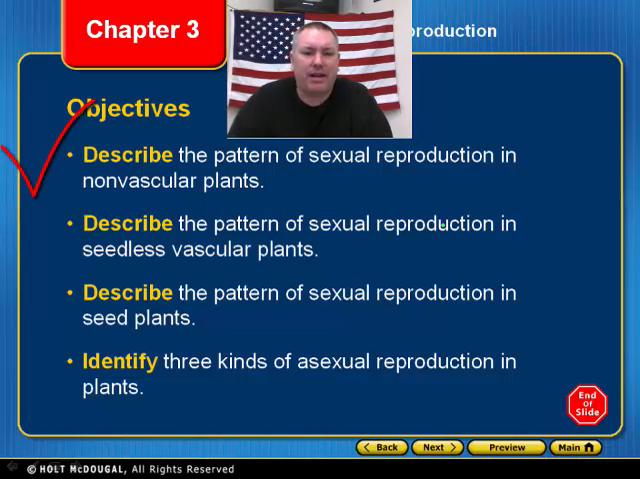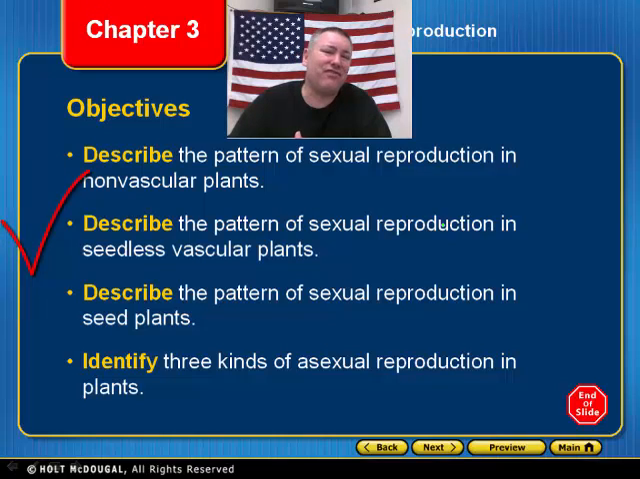Objective today: describe the patterns of sexual reproduction in non-vascular plants. Describe the patterns of sexual reproduction in seedless vascular plants, and describe the pattern of sexual reproduction in seed plants. And last but definitely not least, identify 3 kinds of asexual reproduction in plants. Those are the 4 things we'll be discussing in today's lesson 3.2, Plant Reproduction.